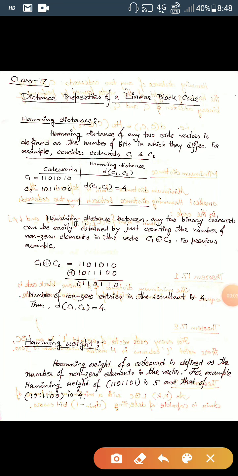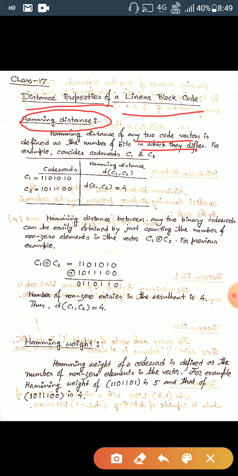Today we discuss the distance property of a linear block code. Having distance is, first of all, a common property of a linear block code. The distance of any two code vectors is defined as the number of bits in which they differ.